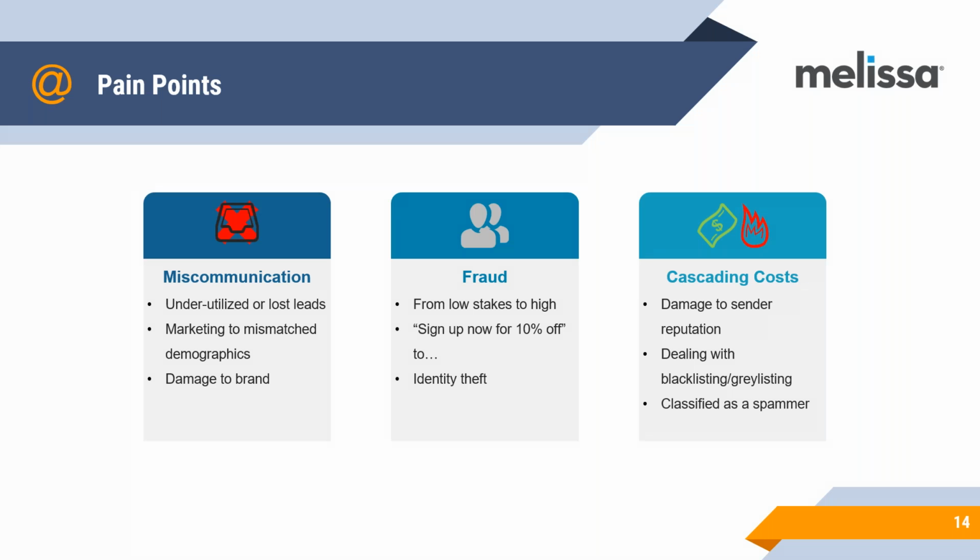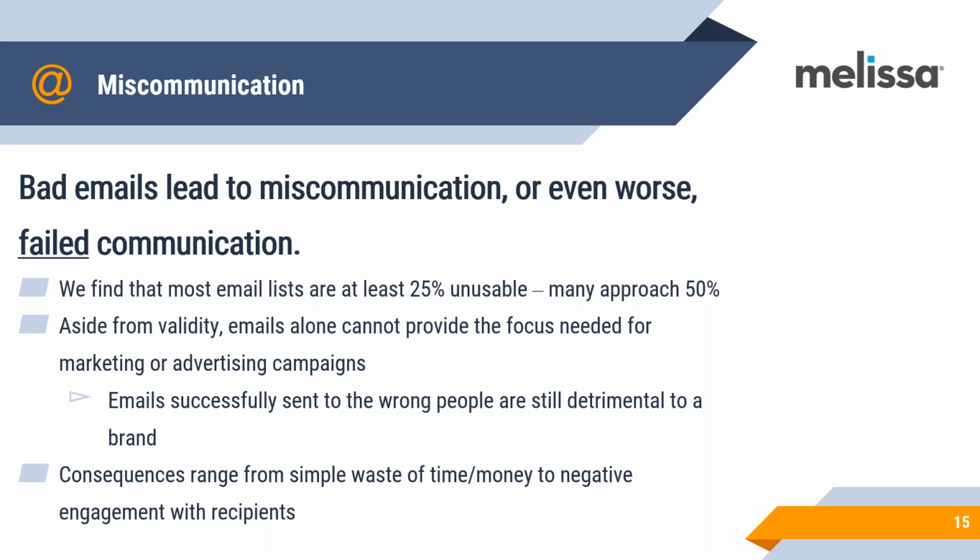While most, if not all, business problems boil down to money, arguably, I think of email-related pain points in terms of these three categories: miscommunication or failed communication, fraud from low stakes to high stakes, and cascading costs. I specify cascading since it is hard to understate the potential for damage from bad data. So, miscommunication, or even worse, failed communication.